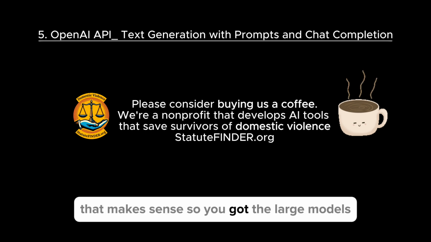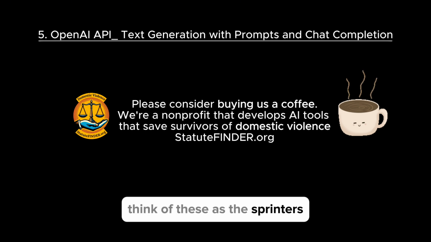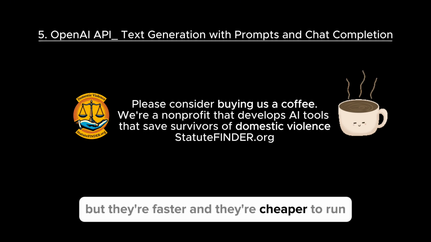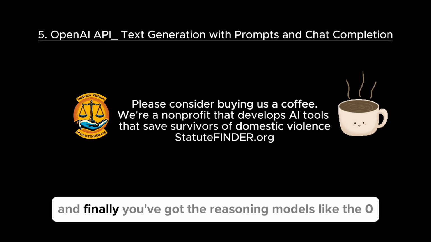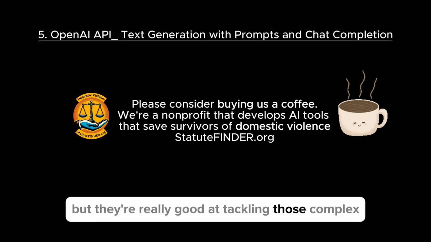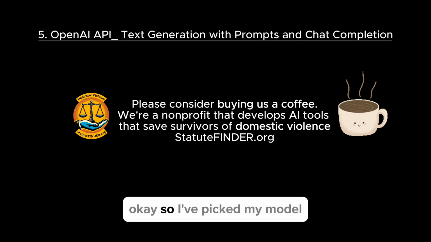Okay, that makes sense. So we've got the large models, but what are the other options? Then you've got smaller models like GPT-4o Mini. Think of these as the sprinters. They might not be as powerful as the large models, but they're faster and they're cheaper to run. Okay, so faster and cheaper. Got it. Exactly. And finally, you've got the reasoning models, like the O1 family. These are the deep thinkers. They're slower and more methodical, but they're really good at tackling those complex tasks that require a little more brain power.